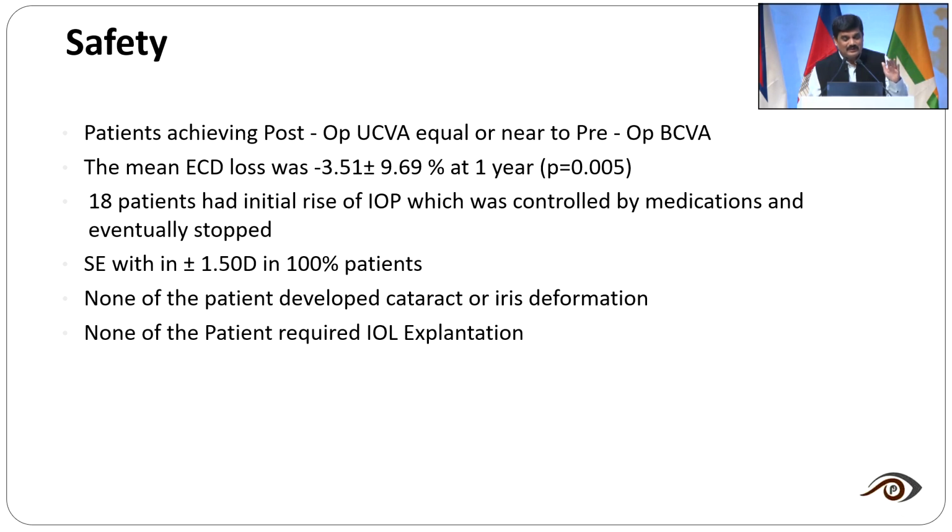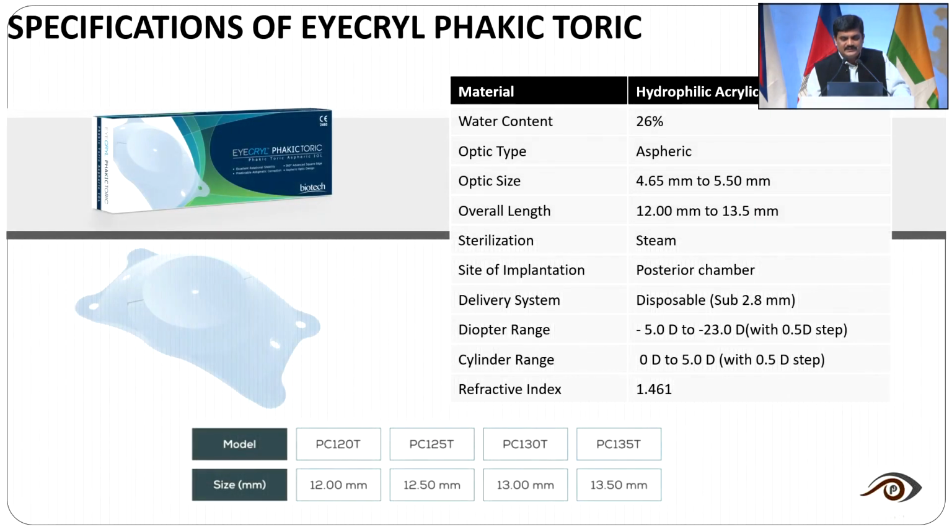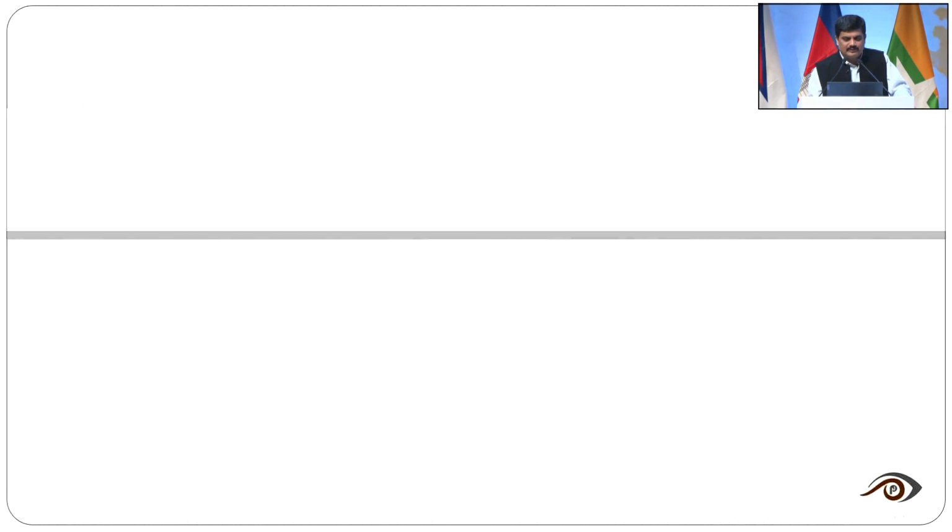Endothelial cell loss was around -3.1. None of the patients developed cataract or iris deformation. None of the patients required IOL explantation. Only 18 patients had an initial rise of IOP, which was controlled by medication and eventually stopped. These are a few results of our acryl phakic toric, 132 patients. I am not going to talk about the different models.